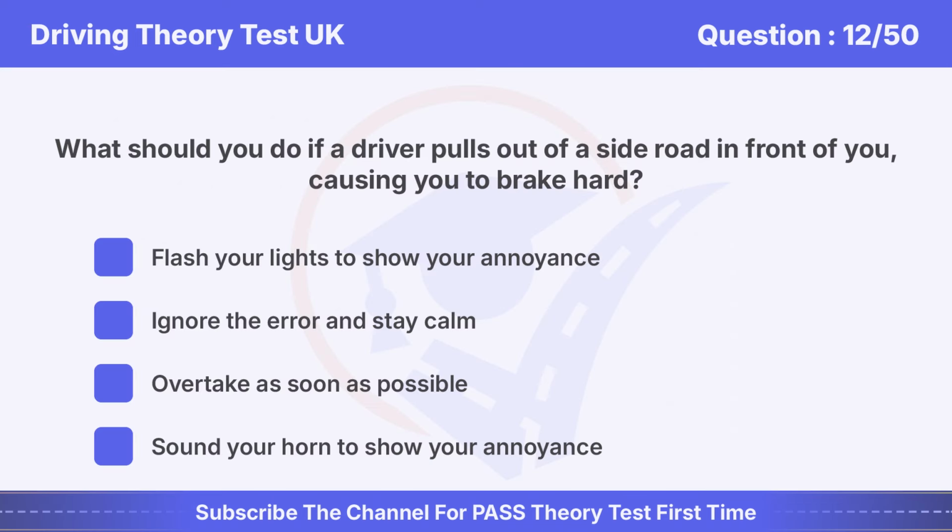Question 12. What should you do if a driver pulls out of a side road in front of you, causing you to brake hard? Option A. Flash your lights to show your annoyance. B. Ignore the error and stay calm. C. Overtake as soon as possible. D. Sound your horn to show your annoyance. Answer is B. Ignore the error and stay calm.